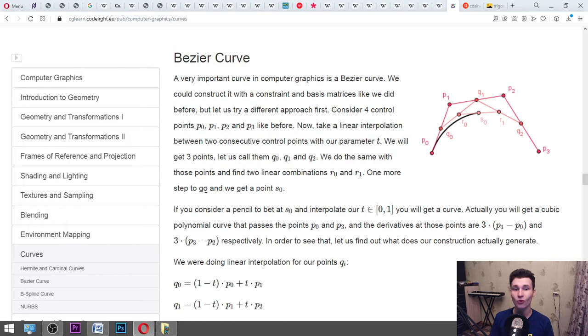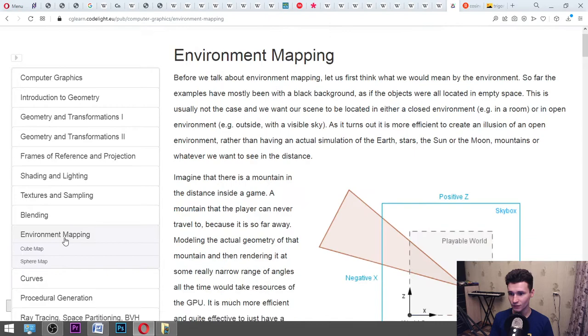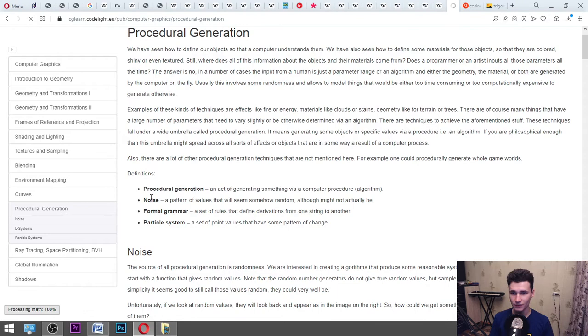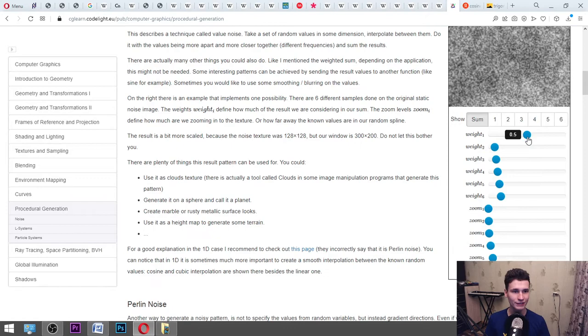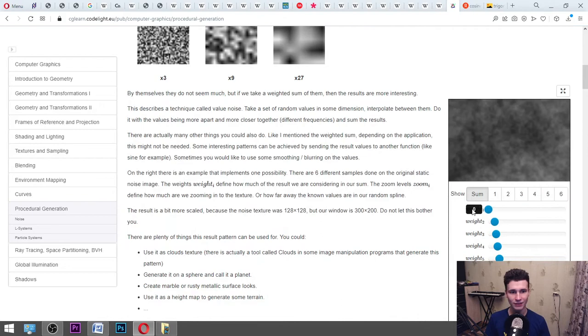Okay, we learned about Bezier curves and what's more, we have procedural generation, yes. Formal grammar, particle system, noise, procedural noise, a pattern of values that will seem somehow random, although might not actually be. It is not like noise that we can say, oh, noise, I hear it or something. It is actually the specific randomness. It is the description of the noise, guys. And it is how it looks.